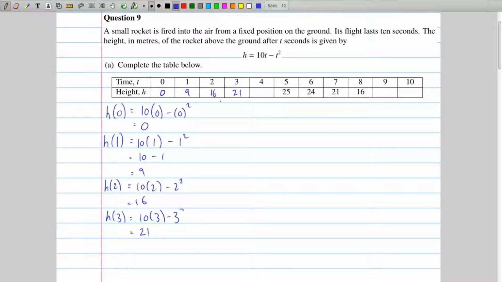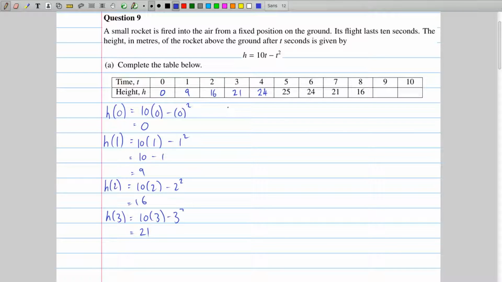And you might notice there's a bit of a pattern emerging here, that there's a 16 and a 21 here, and over the other side, at 7 and 8 seconds, we've got 21 and then 16. This might be something you've seen before, that quadratic functions like h are symmetric about the middle. And if you can find the middle, then that kind of cuts your work in half. So what we could do is try and figure out what is h of 4, or we can just recognize that it's symmetric about this middle here, which is 5 seconds in. And so the height must be 24 at 4 seconds.